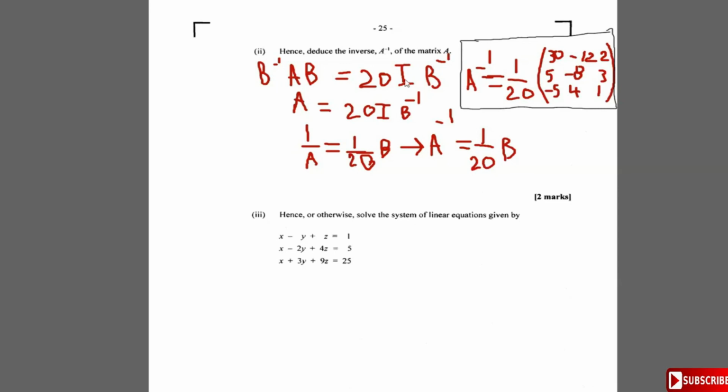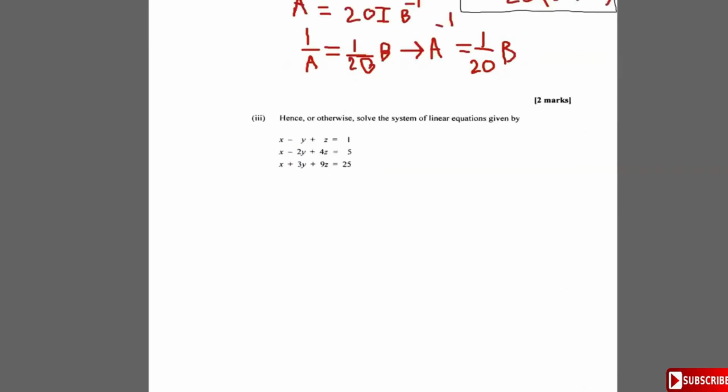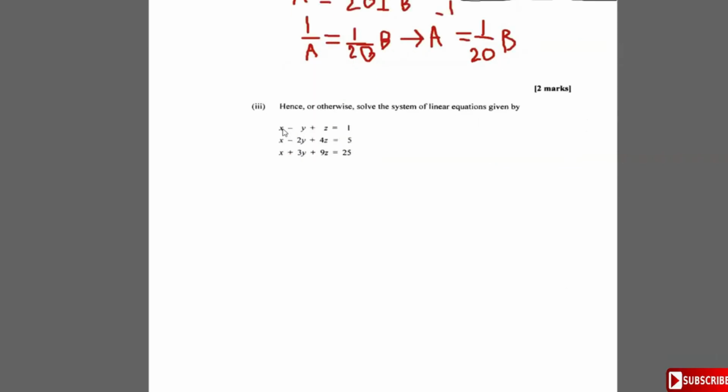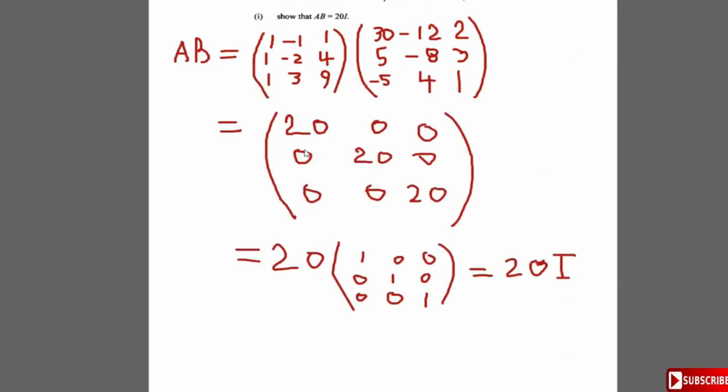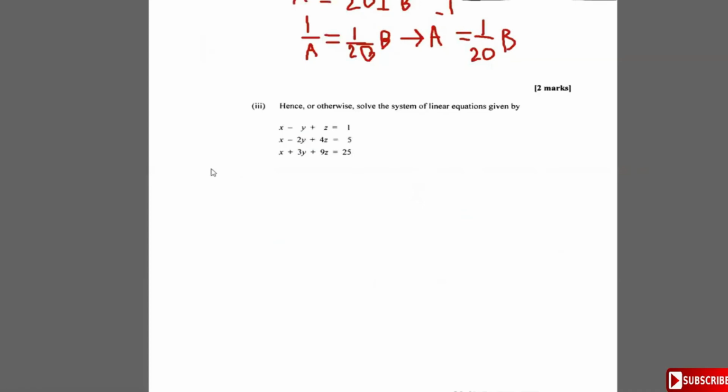That is A inverse. So it says hence or otherwise solve the system. Now, since it says hence, I'm just going to go straight away and use hence. Solving this system, as I see, this is the matrix A: 1, minus 1, 1, 1, minus 2, 4, 1, 3, 9. That's the matrix A. So solving this system, I'm just going to go straight away and say hence XYZ is going to be equal to A inverse times 1, 5, 25.